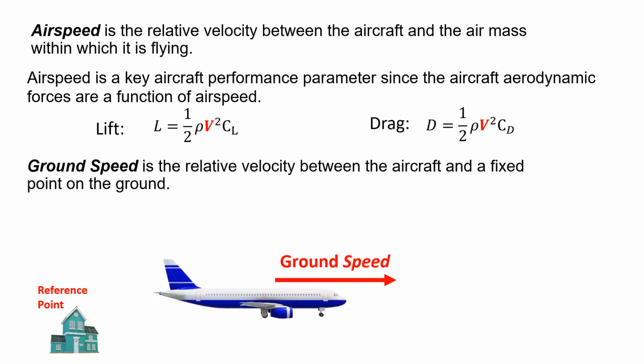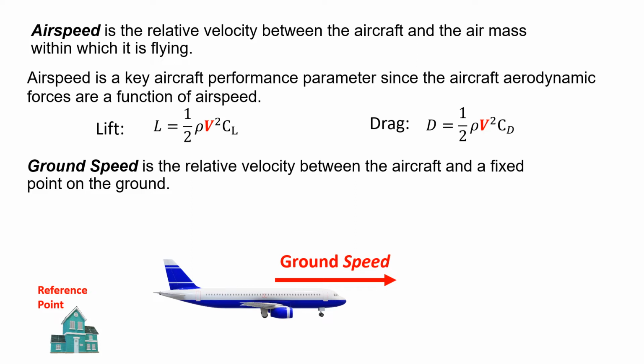And there is another terminology called ground speed, and ground speed is the relative velocity between the aircraft and a fixed point on the ground. For example, we have a reference like a house or a human being, whatever it is, and we see the aircraft is flying, so the speed of the aircraft is called the ground speed.